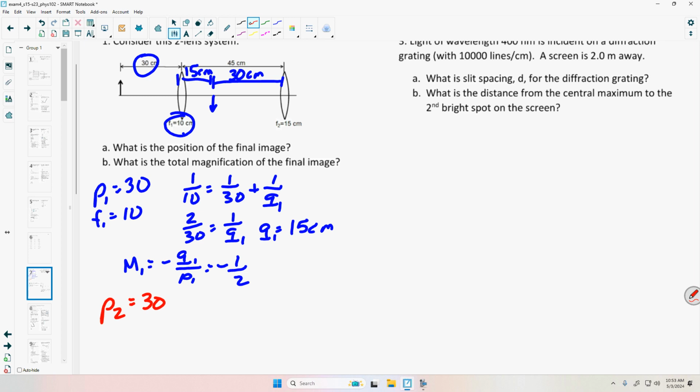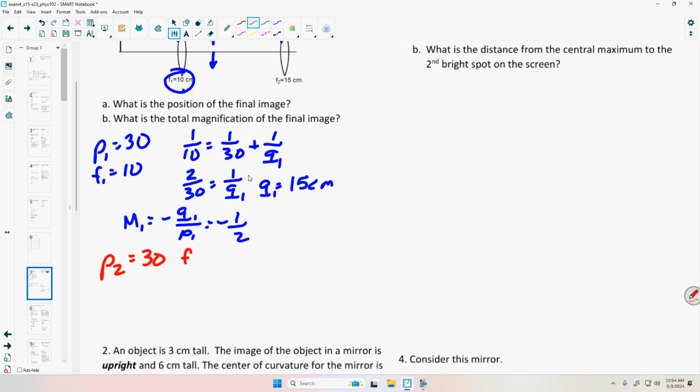I'm not going to do it all here, unless y'all want me to. Do you want me to? Okay, I'll do it. So I say P2 is equal to 30, F2 is equal to 15. So I say 1 over 15 equals 1 over 30 plus 1 over Q2. So just like I did before, now I'm looking for Q2. If I solve that, 1 over 15 is 2 over 30 minus 1 over 30, so Q2 is equal to 30 centimeters. If you're having trouble with those fractions, let me know. I can help you with it.